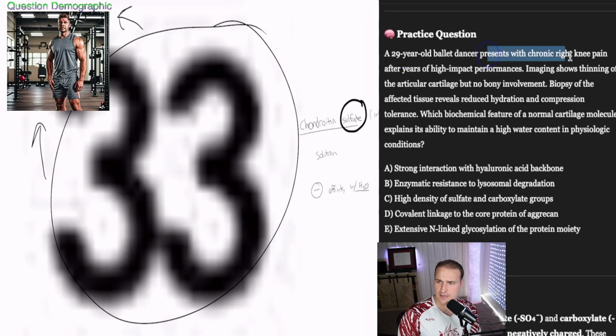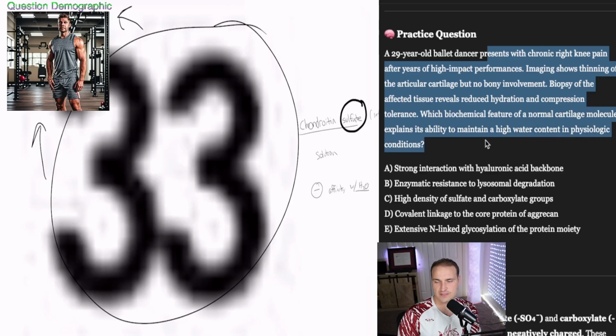A 29-year-old ballet dancer presents with chronic right knee pain after high impact performances. Imaging shows thinning of the articular cartilage but no bony involvement. Biopsy of the affected tissue reveals reduced hydration and compression tolerance. Which biochemical feature of normal cartilage molecule explains the ability to maintain the high water content in physiological conditions?